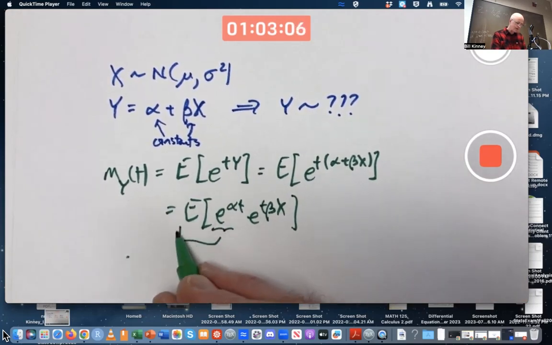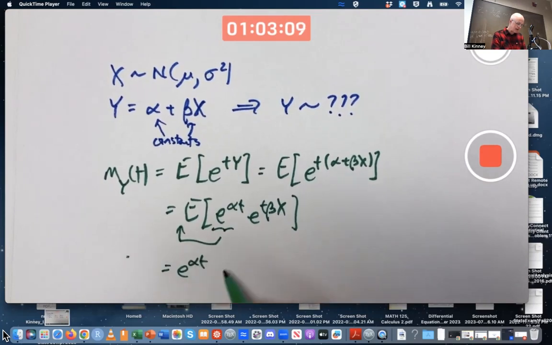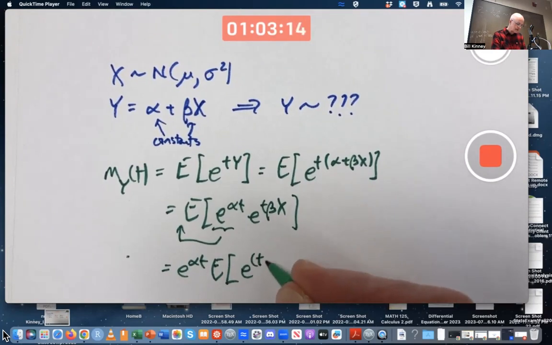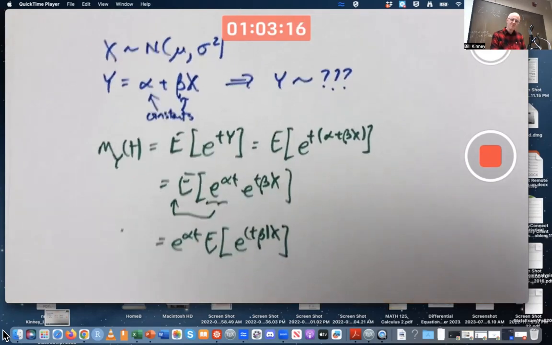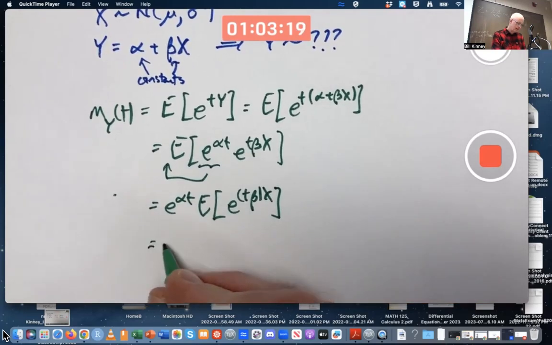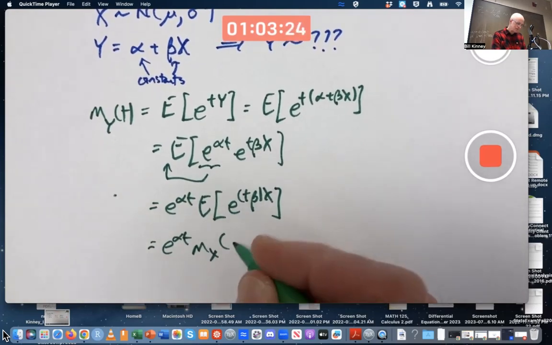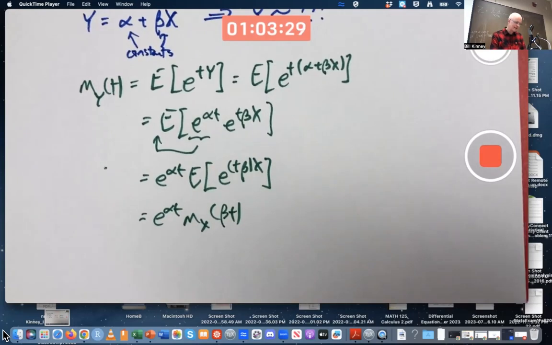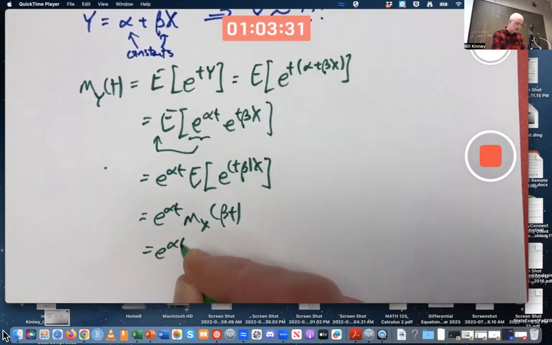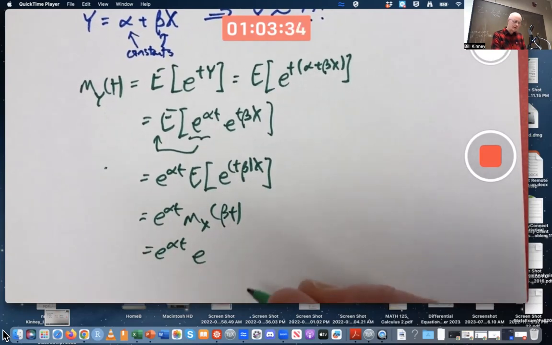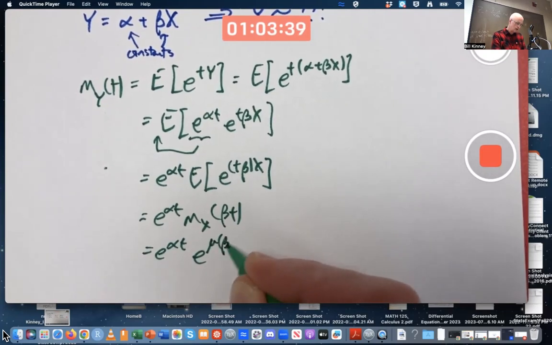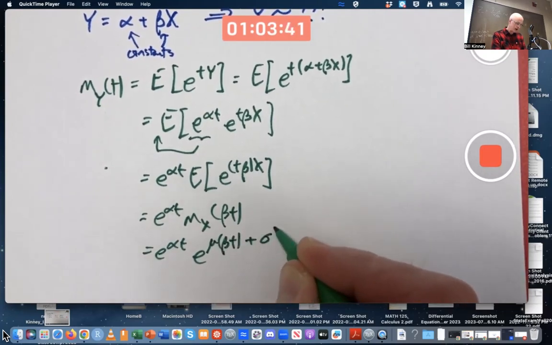That's a constant. It can go out in front. E to the alpha t, expected value of e to the t beta x. This is the moment generating function of x. Now I'll write it as beta times t. But x is normally distributed with mean mu and variance sigma squared.